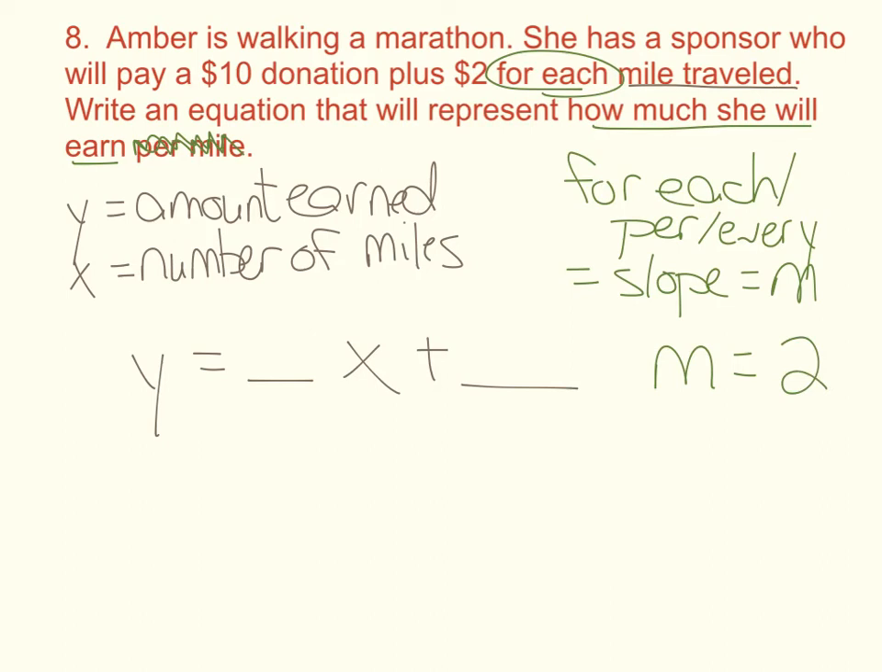Now, what is our intercept? Where do we start? What is b? B is going to be this $10 donation. B is the amount of money that Amber's going to get even if she walks nowhere. The sponsor says, hey, I'll give you $10, but then I'm going to give you $2 for every mile you travel. So she's going to get $2 for every mile she travels, that's 2x, plus the $10 donation. So her total money is going to be y equals 2x plus 10.